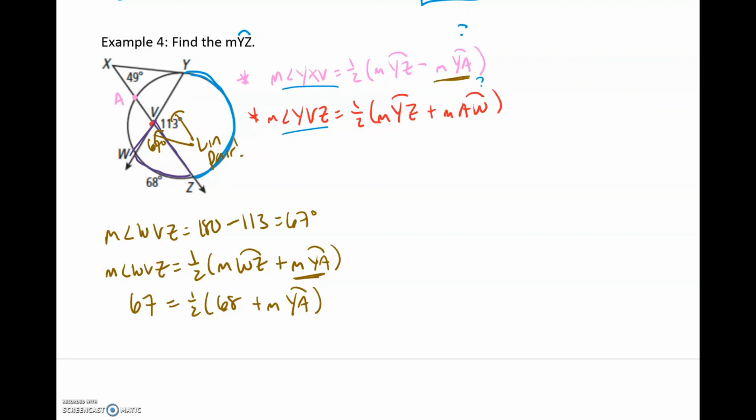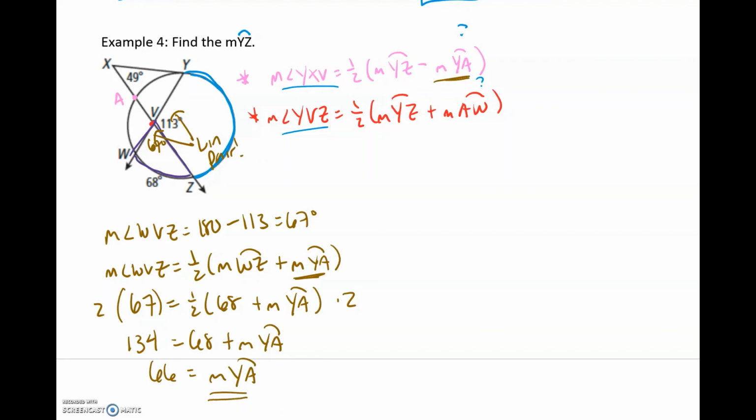All right, so let's go ahead and finish this off. I'm going to multiply both sides by 2 to get rid of the 1/2. If you want to distribute the 2, you can too, but I like to get rid of the fraction sooner than later, if I can. So that's going to be 134. And then I'm just going to subtract the 68 to get 66 degrees as the measure of the arc YA.